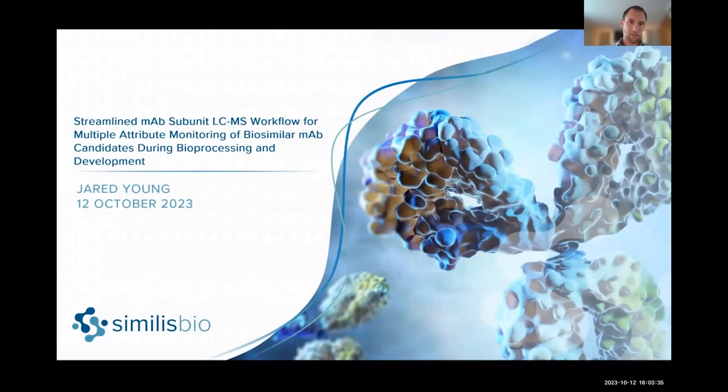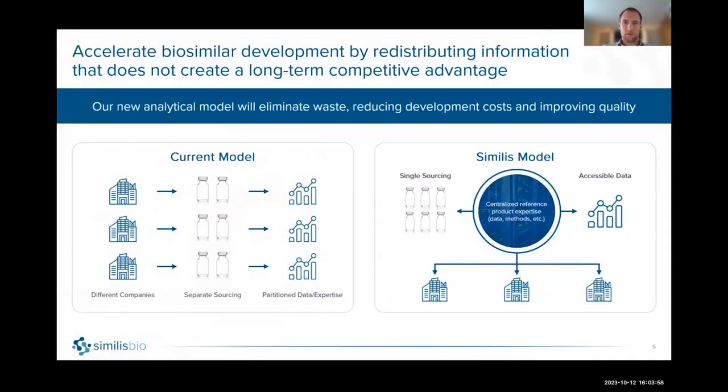As Nick already said, today I'll be talking about a streamlined antibody subunit LCMS workflow for monitoring multiple attributes during antibody candidate selection. So this is early on in the process, clone selection, and this method also has applications in early upstream process development. But first, I'll start with a little bit of an introduction about Similis Bio, what we do, and try to lay the context for why we were interested in this particular approach.